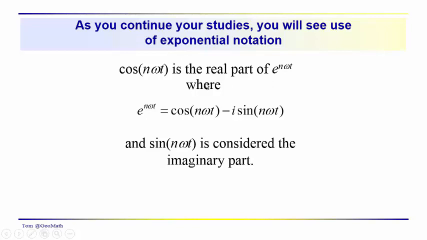And here we're going to just note that if you continue your studies, you're going to run into expressions in exponential form, and the cosine turns out to be the real part of e to the n omega t, and the sine turns out to be the imaginary part. So you'll often see this kind of an abbreviated notation for cosine and sine.